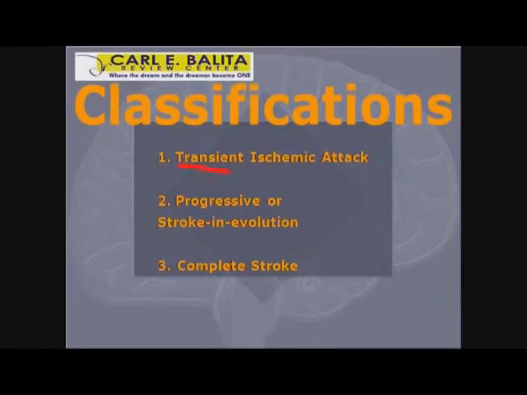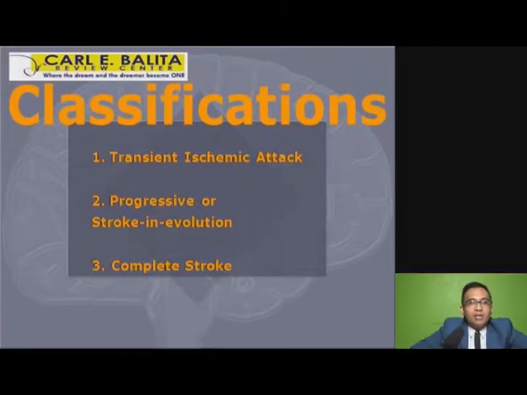So therefore, let us review the 3 classifications. First, you have your TIA. It is a reversible type of stroke. And when we talk about your TIA, sabi natin, it could be reversed within 24 hours. Second, you have your progressive or stroke in evolution. Anong nangyayari dito? There is a slight neurologic deficit that worsens in a day or two. And last but not the least is the complete stroke wherein there is presence of total neurologic deficit.